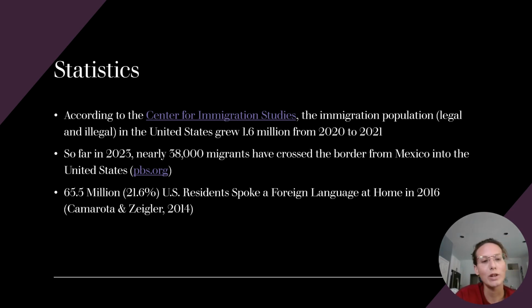And then about 21.6%, or 65.5 million US residents, spoke a foreign language at home in 2016. Astounding. That just goes to show that English is not the national language. I mean, a majority of us speak English, but a growing number, more than 20%, speak another language at home.